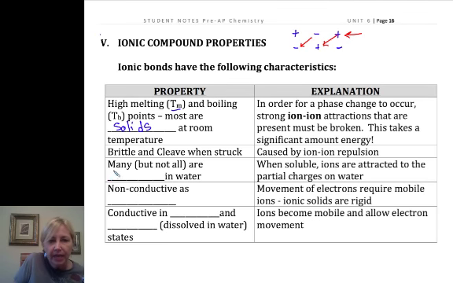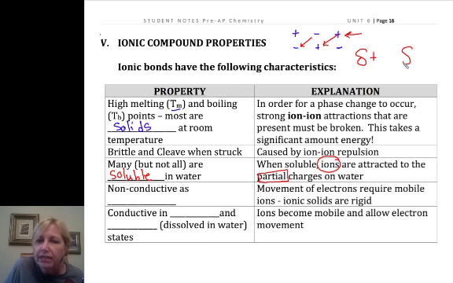Many, but not all, are soluble in water. What happens is that ions are attracted to partial charges. We're going to delve into this a little bit more later on, but let me just tell you that there's a partial, not a full positive, a partial. It's like you start drawing a figure 8 and stop a little early. Water has a partial positive and partial negative end. The negative ions are attracted to the partial positive, and positive ions are attracted to the partial negative. And some of them, if these are strong enough, will dissolve.